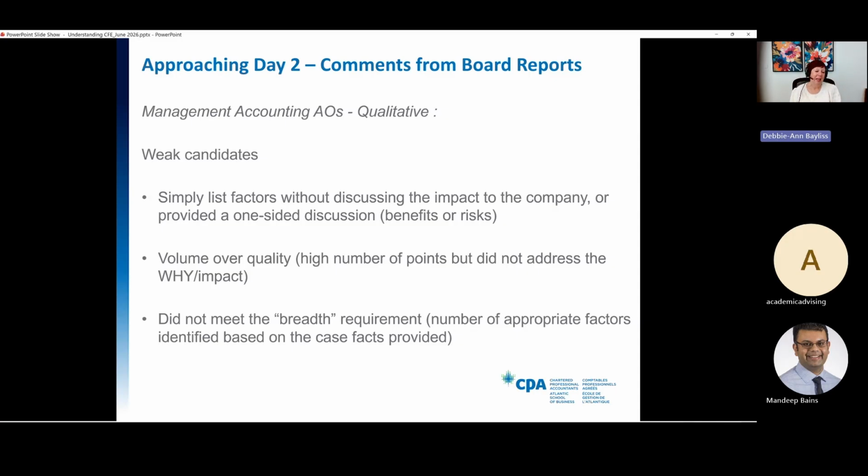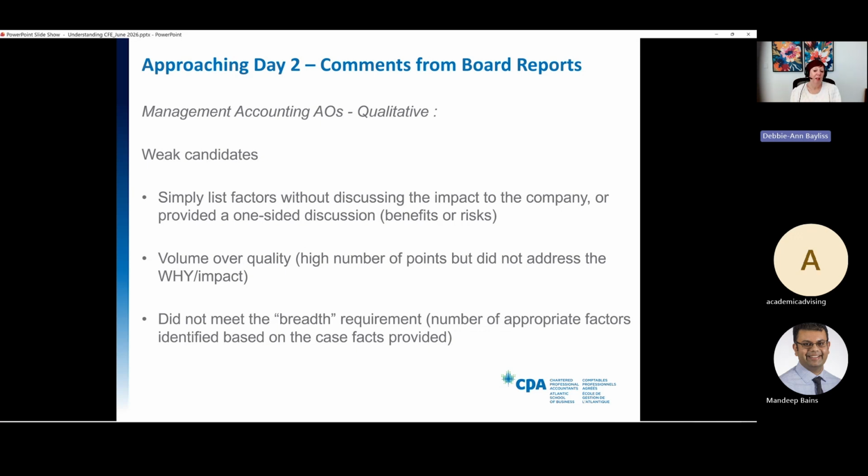Unfortunately, they used an inappropriate strategy. They were going for volume over quality. So they wanted to list as many relevant case facts as they could, but they didn't address the why and the impact. You will not achieve a competent response if you simply restate case facts. You've got to answer that so what.